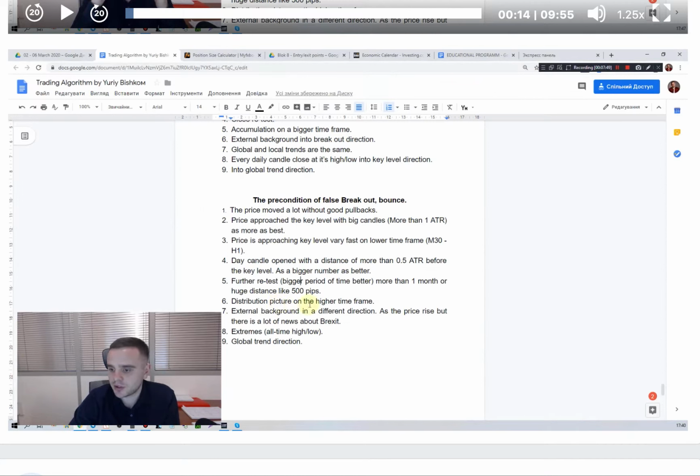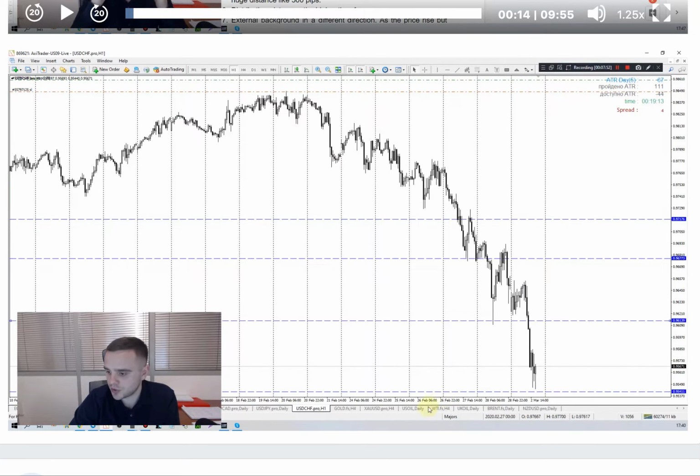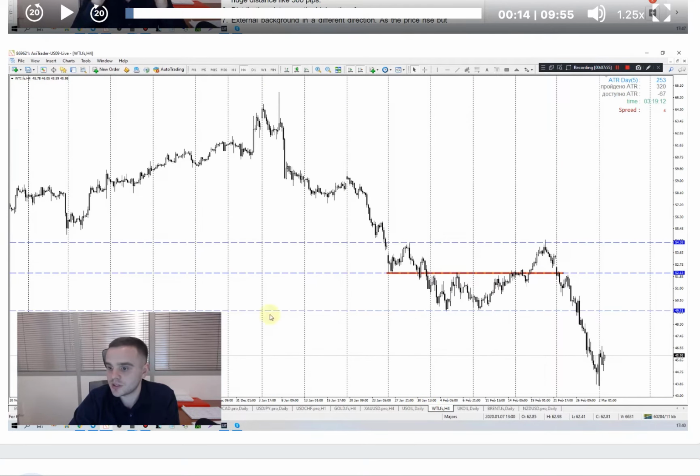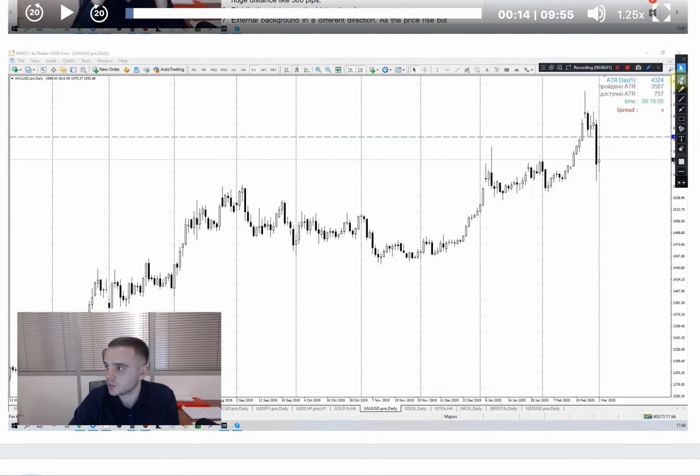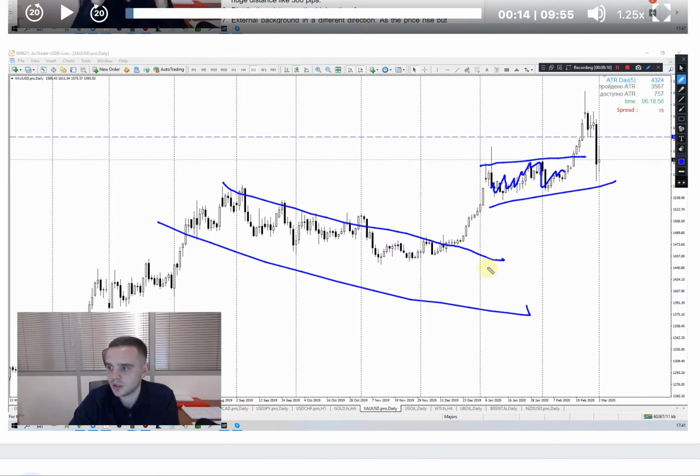Distribution picture on higher time frame. What does it mean, distribution picture on higher time frame? When we see that volatility increased and price approached some key level with huge candles. Here it was accumulation when price was in a range for many days, or here the price was in a range for many days, and after that you can see that ATR of every candle increased. That's called distribution. And when price hits such a key level after such huge candles, with huge possibilities, there will be a bounce.